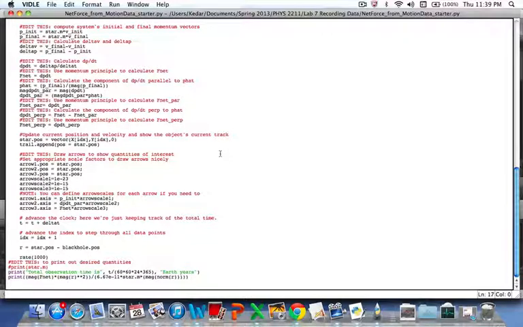So to find the radius, we used the black hole position, which was given to us in WebAssign, subtracted from the star position, which was also given to us in WebAssign. It was the CSV file. So we did star.pos minus blackhole.pos, and that gave us our radius.